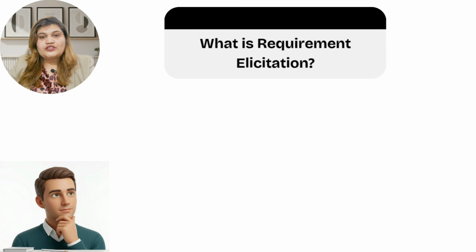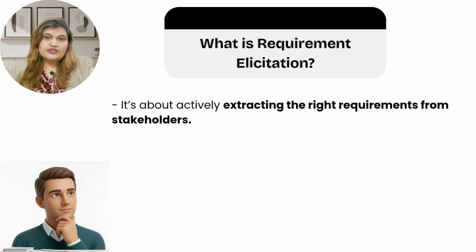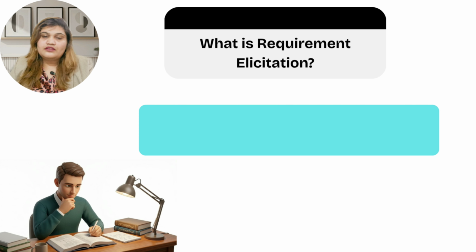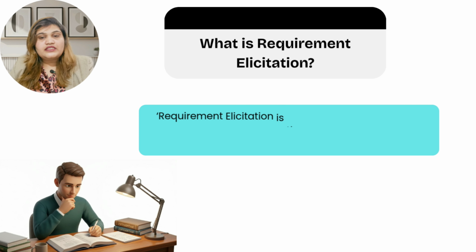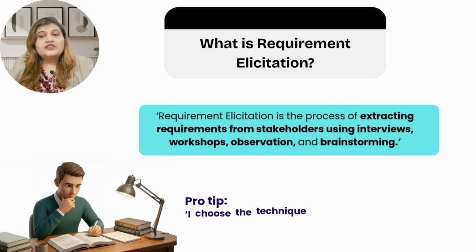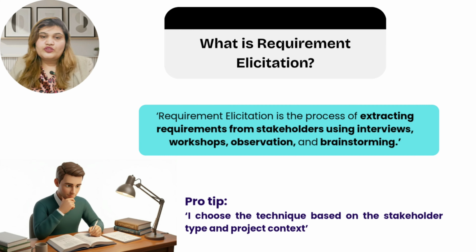What is requirement elicitation? Requirement elicitation is more than just gathering information. It's about actively extracting the right requirements from the stakeholders. Mistake most people make: they say, I gather requirements. Again, too basic. They don't mention techniques. Here's a strong answer. Requirement elicitation is the process of extracting requirements from stakeholders using interviews, workshops, observations, and brainstorming. Here's a pro tip. Always add something like, I choose the technique based on stakeholder type and project context.